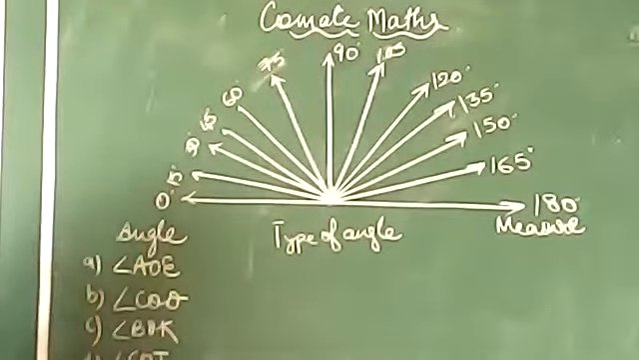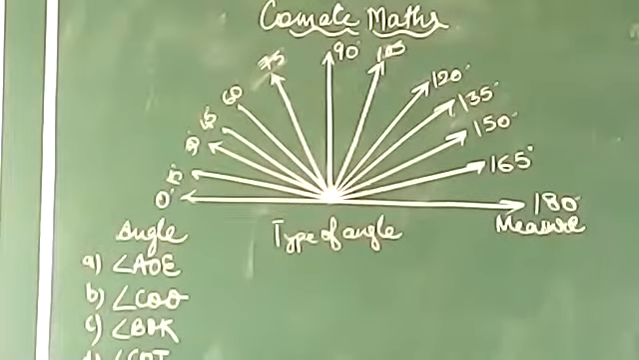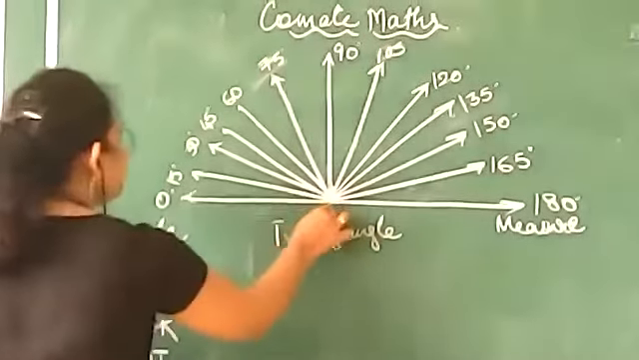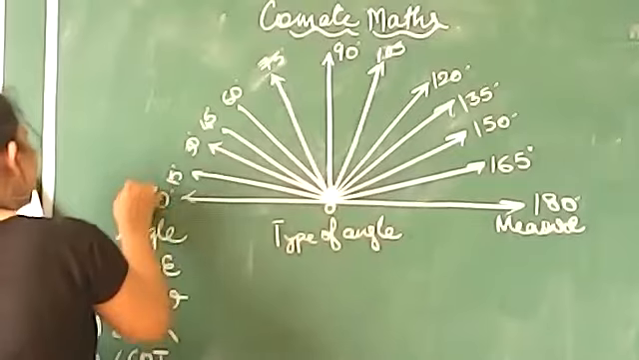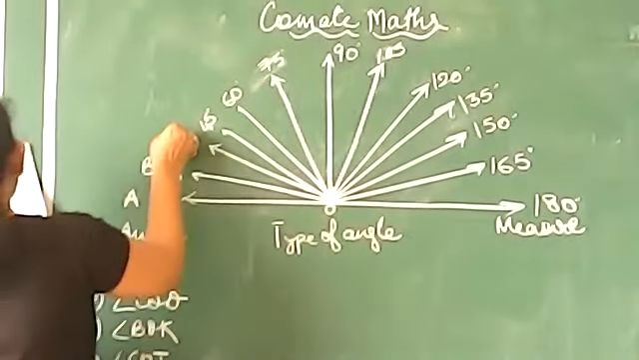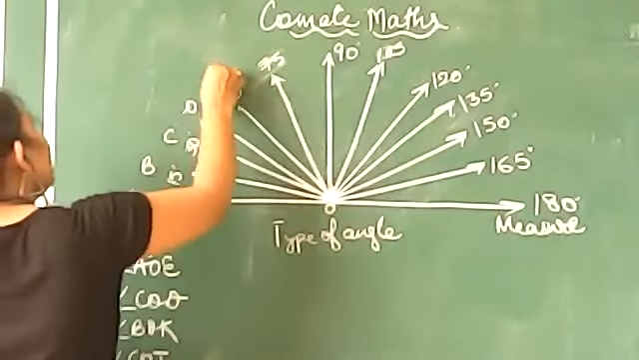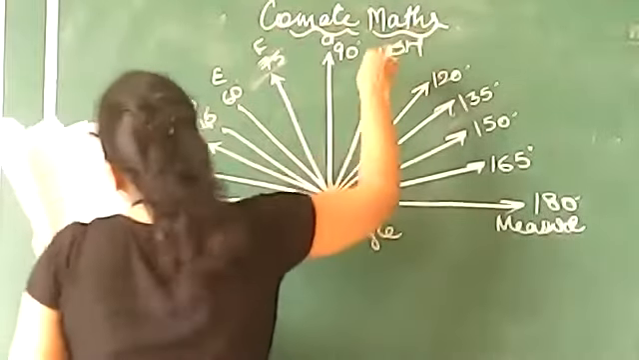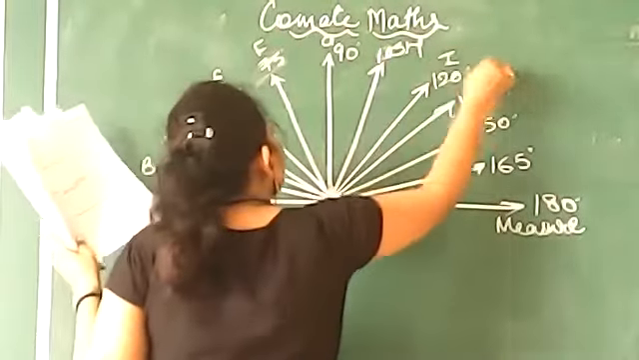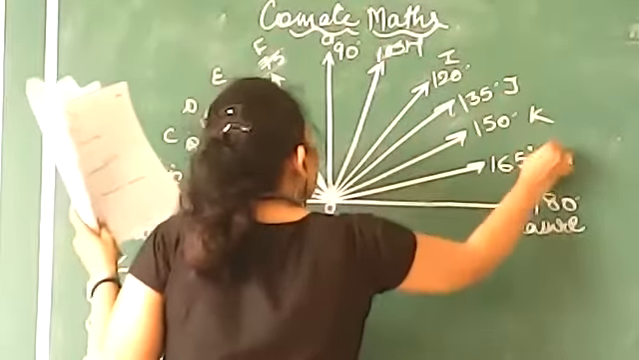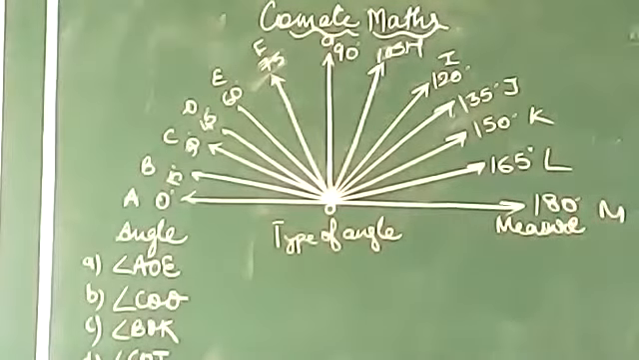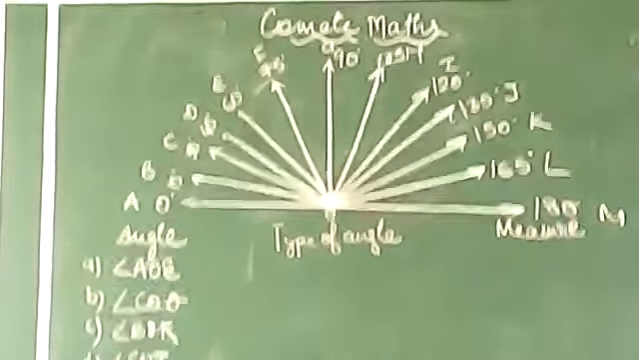Now look here, where is AOE? I have not written the names, so I am telling you once. This is O. Now this is A, B, C, D, E, F, G, H, I, J, K, L, and this is M. Let's understand one by one what is the measurement of each.